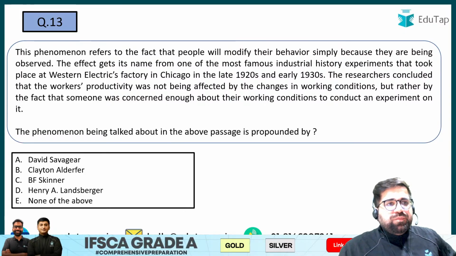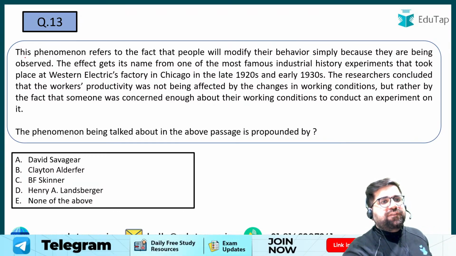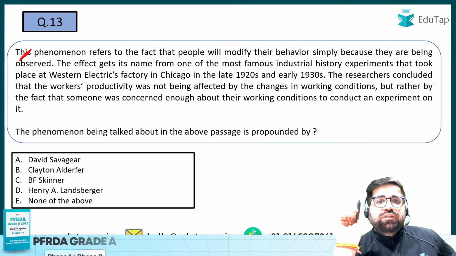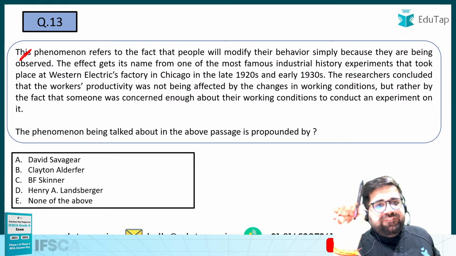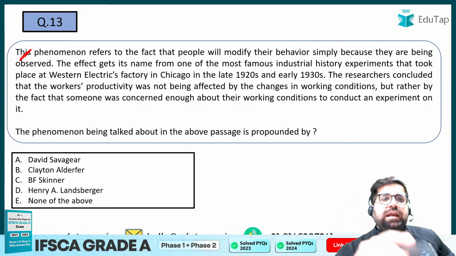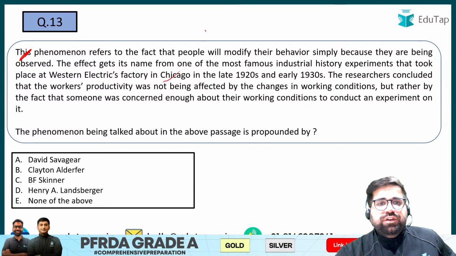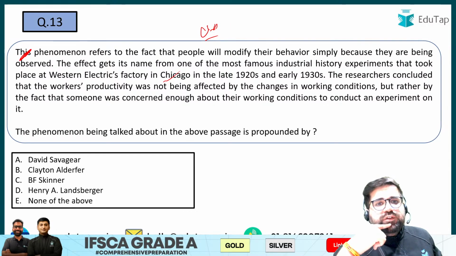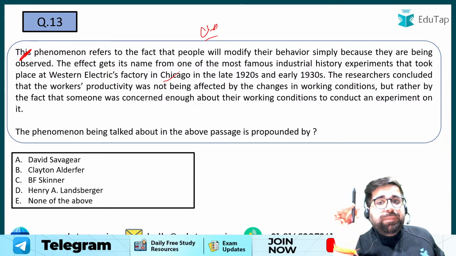Question number 13. You have to identify which phenomenon we are talking about. This phenomenon refers to the fact that people will modify their behavior simply because they are being observed. The effect gets its name from the most famous industrial experiments that took place in the Western Electric factory in Chicago. Chicago is in the USA, by the way, right? The researchers concluded that the workers' productivity was not being affected by the changes in the working conditions, but rather by the fact that they were being observed.